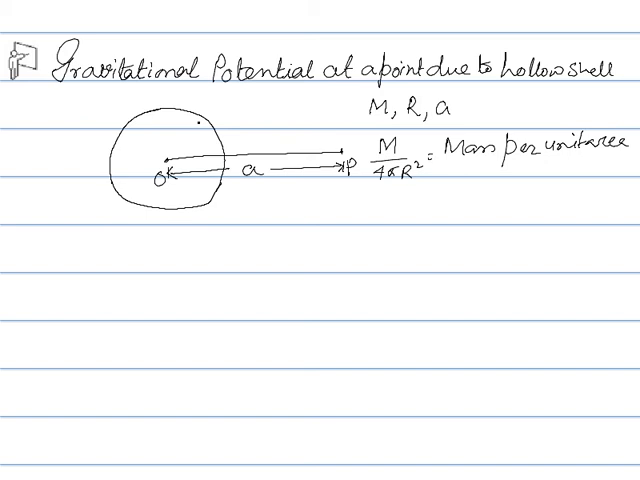Now let us cut this shell into elementary strips by drawing perpendicular planes. Say these are the points EF and GH. Say this is the radius, this angle is d theta, this angle is theta. Now the cut section appears like this. Here is the center of the shell.